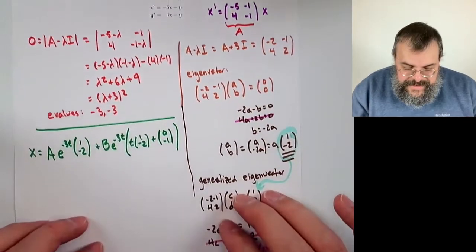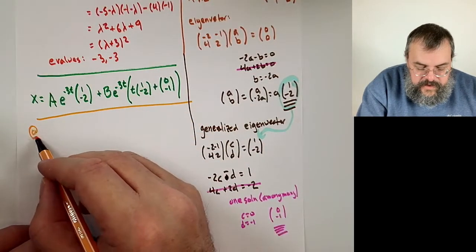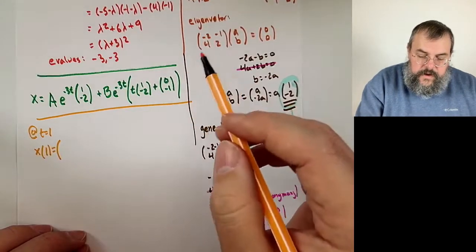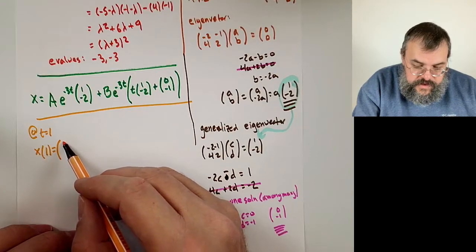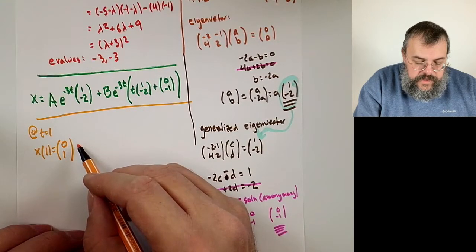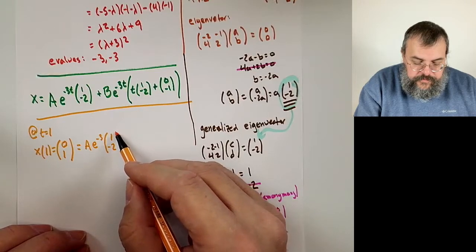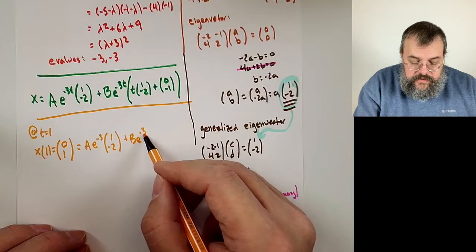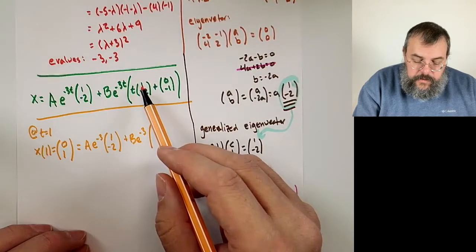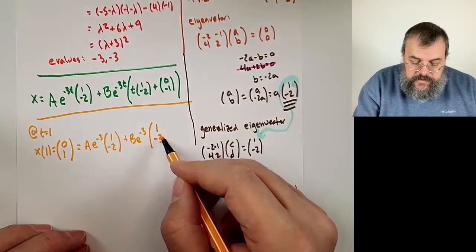But let's go. So what we have is the following. Now we plug in at time 1. So at time equals 1, we have that x of 1, well, it's our little x of 1, which is 0, and our little y of 1, which is 1. And that's going to be equal to A e to the minus 3 times (1, minus 2), and B e to the minus 3, because I'm plugging in t equals 1, and we're going to get 1 plus 0, which is 1, and minus 2 minus 1, so minus 3.